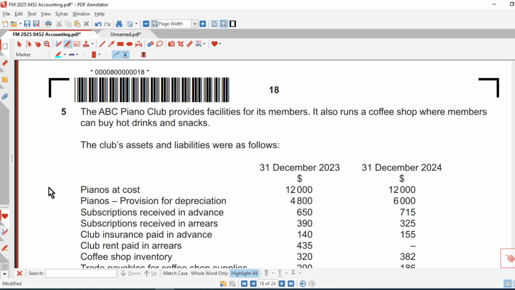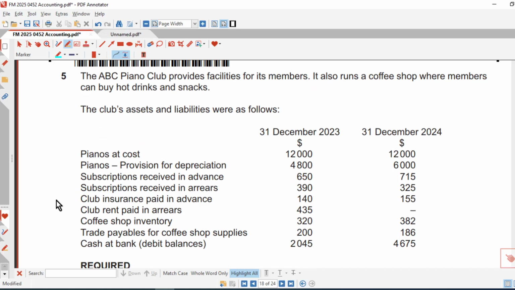Question 5. The ABC Piano Club provides facilities for its members. It also runs a coffee shop where members can buy hot drinks and snacks. So there's two parts to this clubhouse. All right, there's a piano club and there's also a coffee shop. Now this coffee shop is pretty obvious. This is going to be a trading business because you are buying and selling coffee, right? So definitely there has to be some profits there. So the coffee shop would be a trading business. We're going to look into all that in a short while.